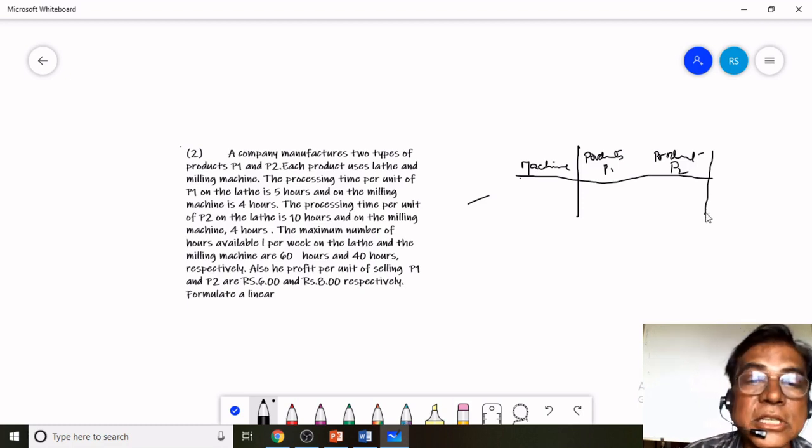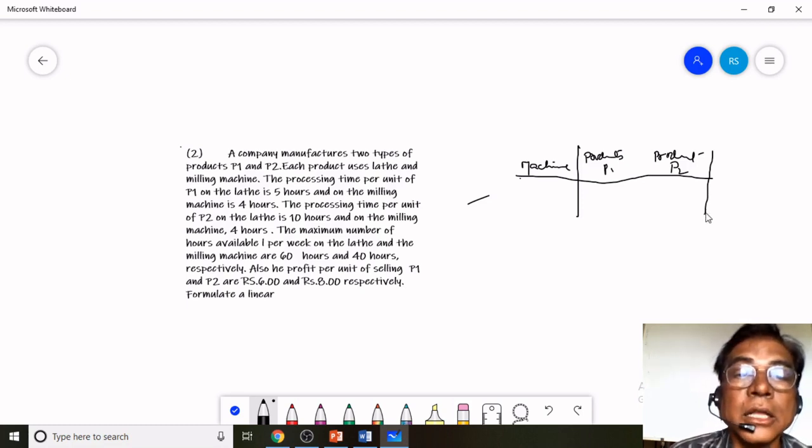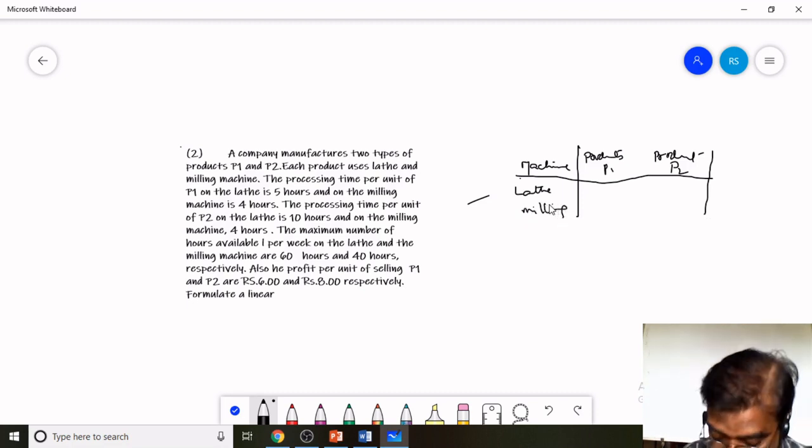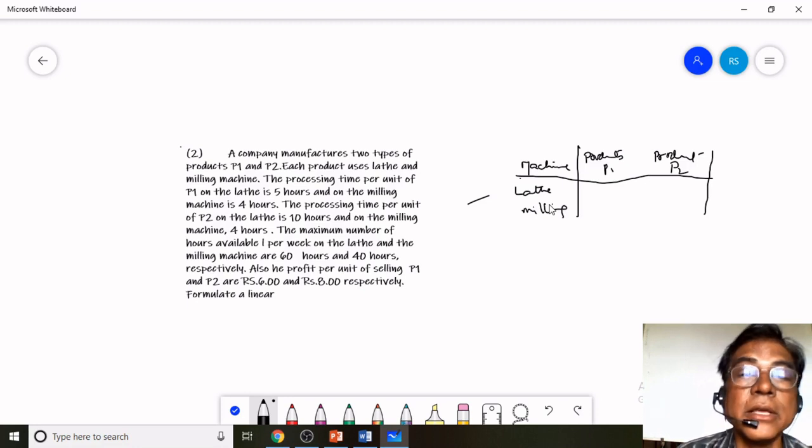Now come to the question, please read it. The processing time per unit for P1 on the lathe machine. What are the machines here? Two machines, lathe and milling machine. First you write down lathe machine here, and another one is the milling machine. So over.